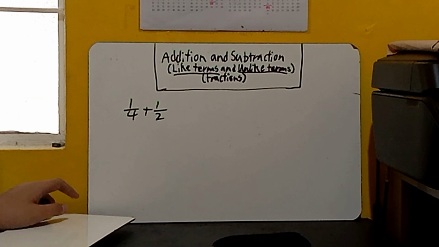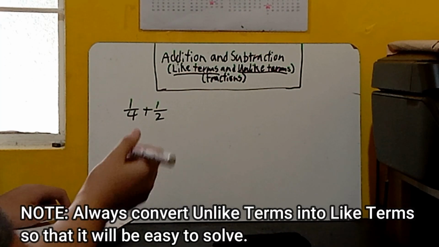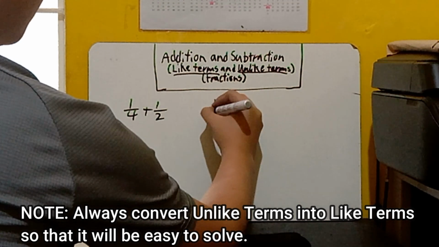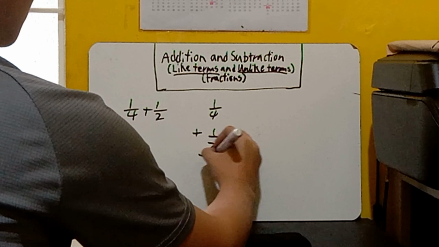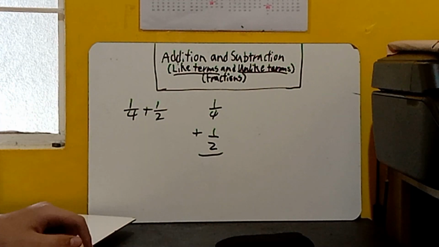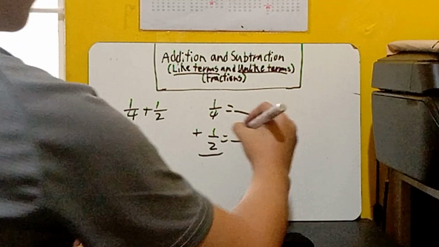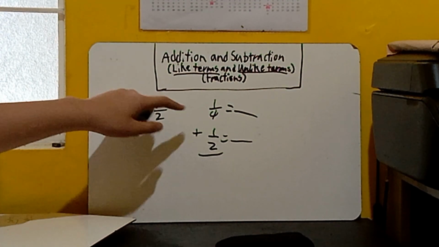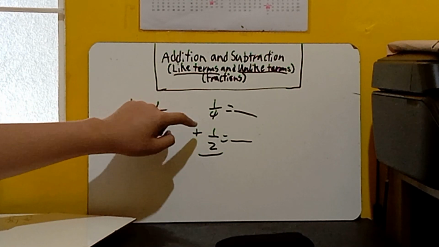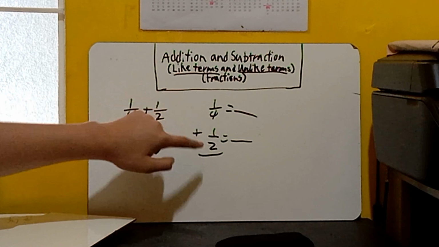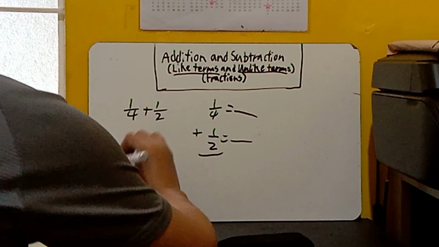To make the denominators the same, we do this. We're going to convert them to like terms. We're going to do this in a column so it's easier to explain. So 1/4 plus 1/2. Okay, let's put an equal sign here. Now, focus on the denominators of these numbers. The denominators are 4 and 2, right? So we're going to put 4 here and 2 here.